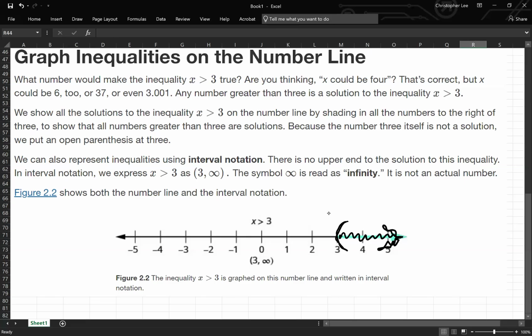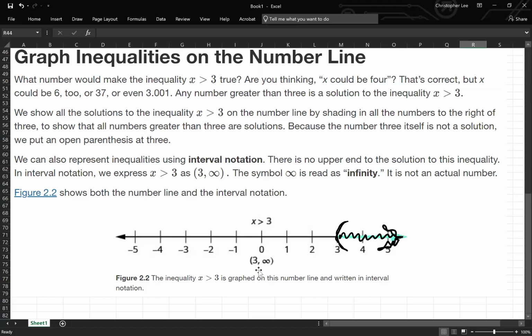Questions on this idea? No? The third way they show it, the parenthesis 3 comma infinity, that means the same thing. Actually, the parenthesis 3 to infinity, that's interval notation. That's part of what I'm going to want from you. In this section, I'm going to ask you for two things: the graph, with the line and the shading, and then the bottom part where it says 3 comma infinity.